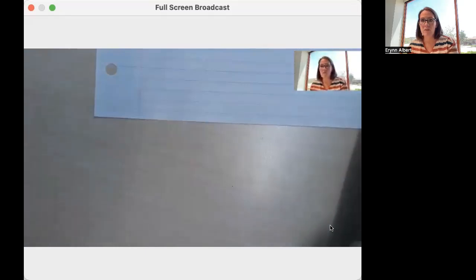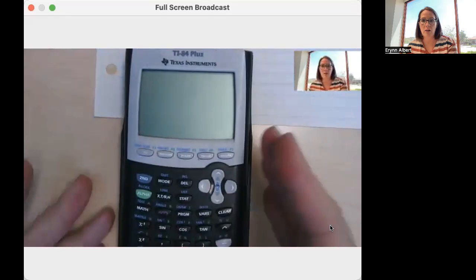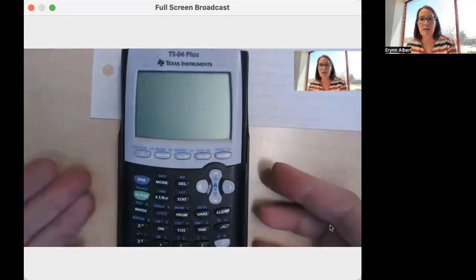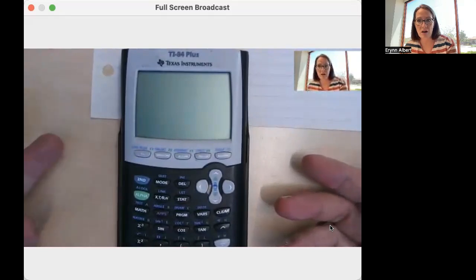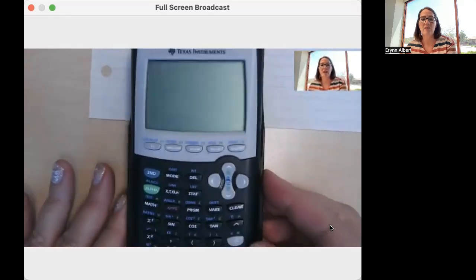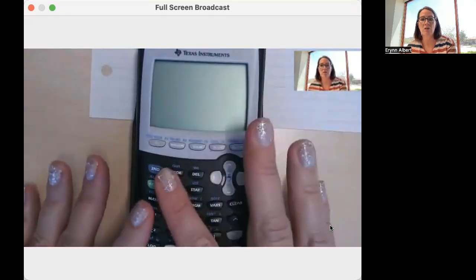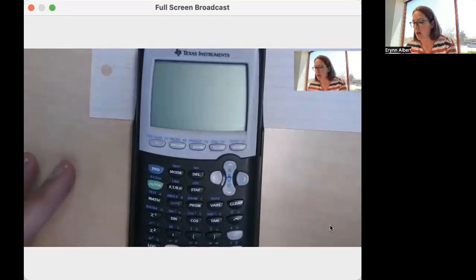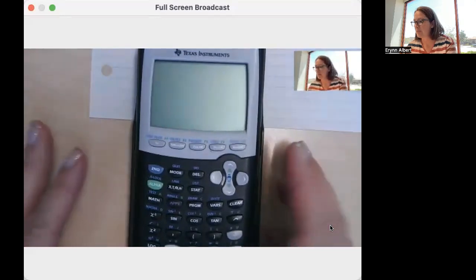The other thing I love the document camera for is the calculator. I've noticed over the years in the classroom and teaching online too that kids just don't know where the buttons are and what kind of functions their calculator can do. So having the calculator under the screen, being able to show them exactly what buttons to push, is really helpful for them committing to memory how to utilize their calculator the best.